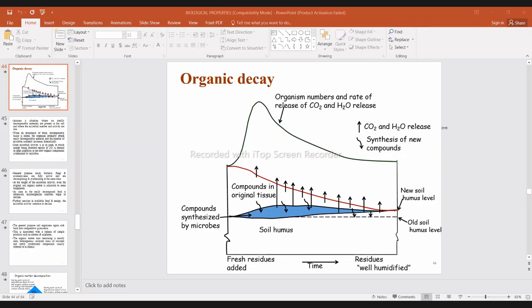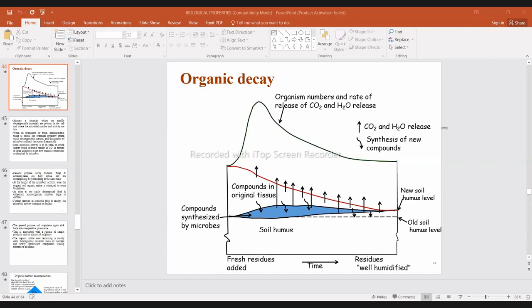First, the easily decomposing organic matter is consumed by the microorganisms. When it is consumed, the microorganism number increases. When it increases, the release of carbon dioxide and water increases. At the peak point, the activity of the microorganisms is high. At the end of the easily consumed material, what will happen?